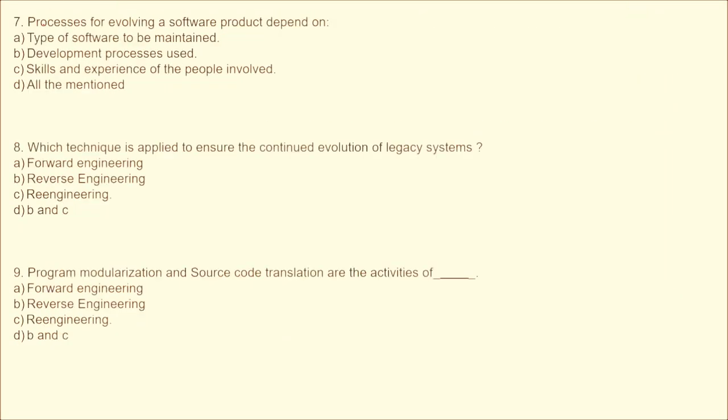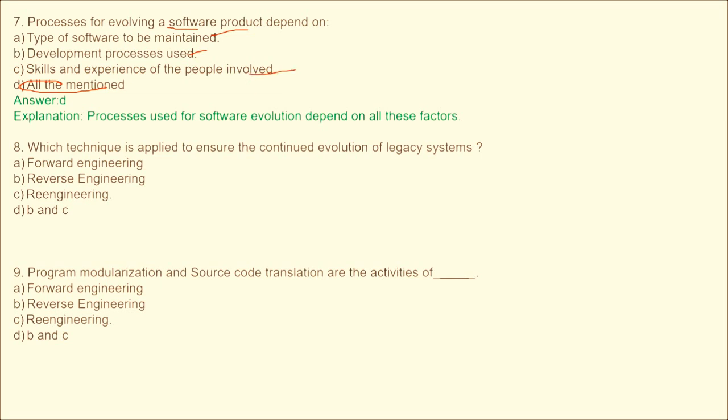Next, processes for evolving a software product depend on what? Types of software to be maintained, development processes used, skill and experience of the people involved, all of them mentioned. The answer is D. The processes for evolving a software product depend on the type of software to be maintained, development processes used, and skills and experience of the people involved.